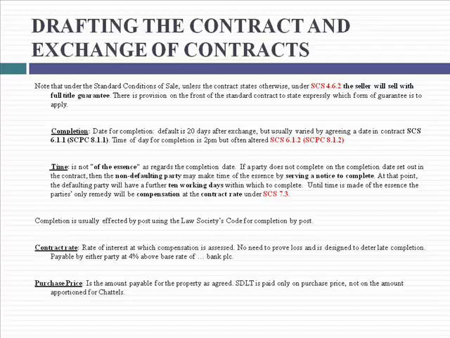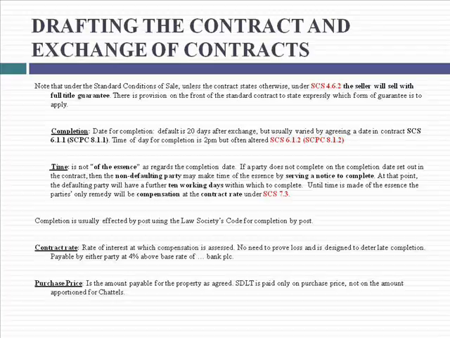Completion date: the default for completion is 20 days after exchange, but this is usually varied by agreeing a date in the contract, SCS 6.1.1, SCPC 8.1.1. The time of day for completion is 2 p.m., but often altered, SCS 6.1.2, SCPC 8.1.2. Time is not of the essence as regards the completion date.